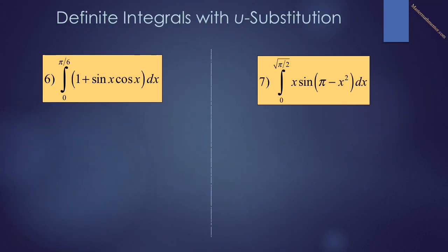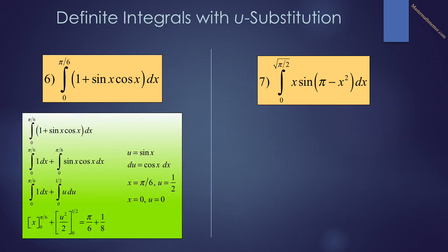Hi, Stu Schwartz. 6 and 7 are 2 more problems to find the definite integral, and they are slightly more complicated than the previous 2. 6 reads the integral from 0 to pi over 6 of 1 plus sine x cosine x dx. When we do this problem, we realize that we need to split it into 2 integrals. So this becomes the integral from 0 to pi over 6 of 1 dx plus the integral from 0 to pi over 6 of sine x cosine x dx.